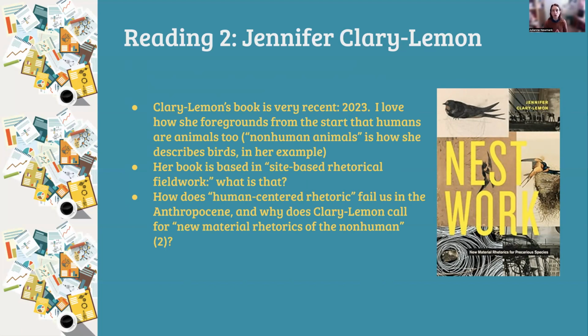I love how she foregrounds from the start that humans and animals too are actants. They are agents. So non-human animals is how she describes birds. So birds and humans are animals together in this moment. Her book is based in site-based rhetorical fieldwork. Well, what is that? How does human-centered rhetoric fail us in the Anthropocene? And why does Clary Lemon call for new material rhetorics of the non-human? Think about what the Anthropocene is and explore it if you don't know what that word is.